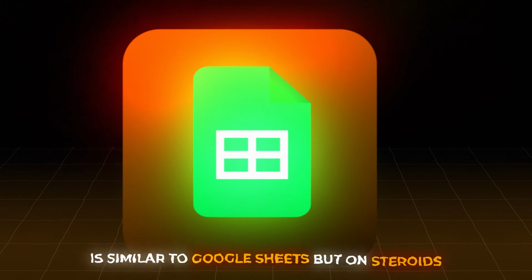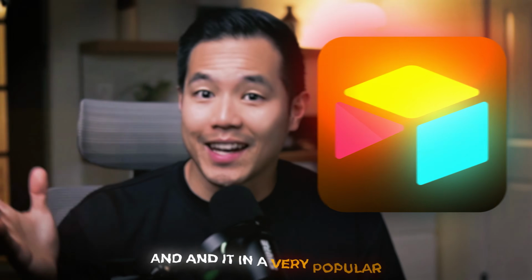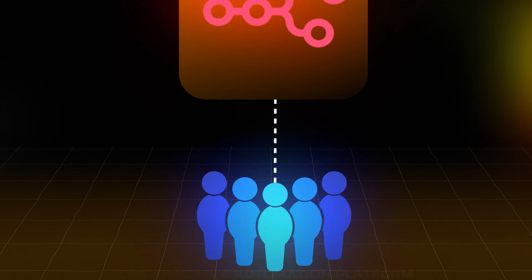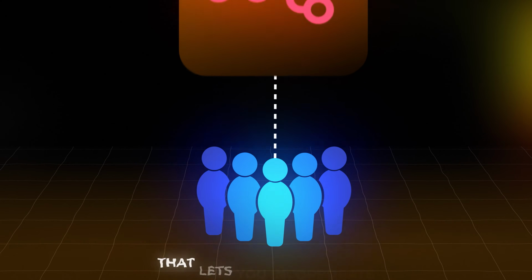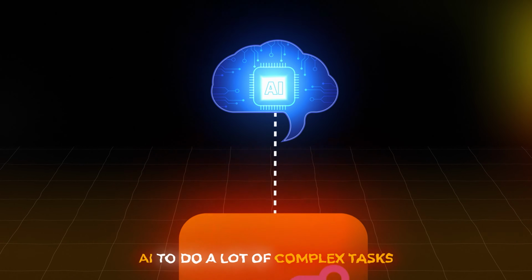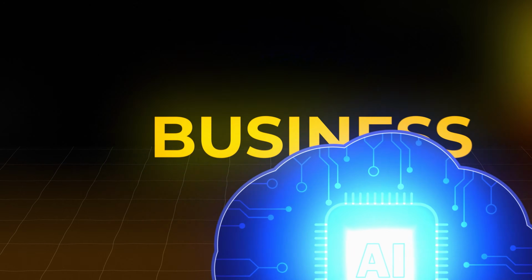In this video, I'm going to be using Airtable, which is similar to Google Sheets but on steroids, and n8n, a very popular and customizable automation platform that lets you incorporate AI to do a lot of complex tasks that can help your business or your personal life.